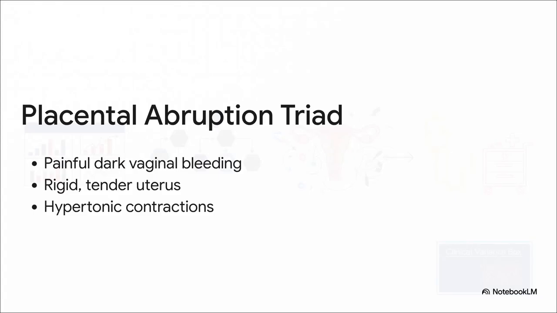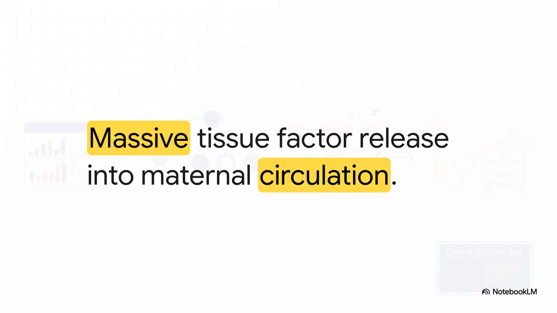Now, to spot this instantly on the wards or in a vignette, you need to lock in the clinical triad. It presents explosively with sudden onset, painful, dark vaginal bleeding, a rigid and exquisitely tender uterus, and high-frequency, low-amplitude, or hypertonic contractions. The uterus is essentially in a state of tetany, desperately attempting to clamp down on that bleeding vascular bed. But here is the hidden danger, the hemorrhagic trap.